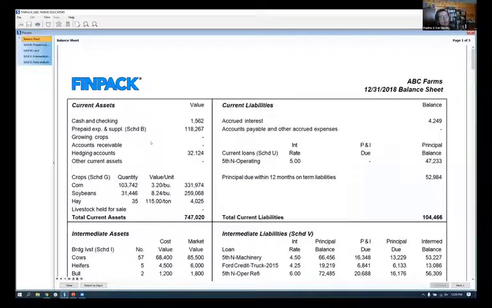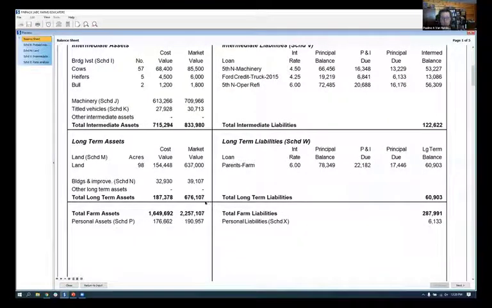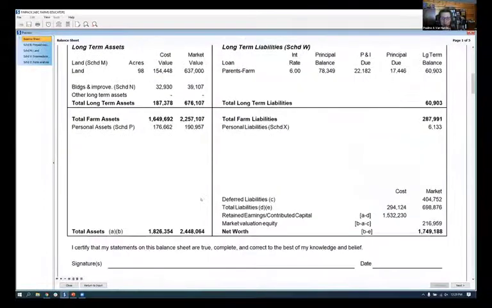With FinPack, you're always getting an executive summary within the financial statement you're preparing. Here we're getting a quick look at the balance sheets. We're able to quickly surmise the current, intermediate and long-term position for this operation. Sorry to scroll here a little bit, but we'll get down to net worth, of course, always as well. So a quick snapshot of where that farm is and what their financial position is.